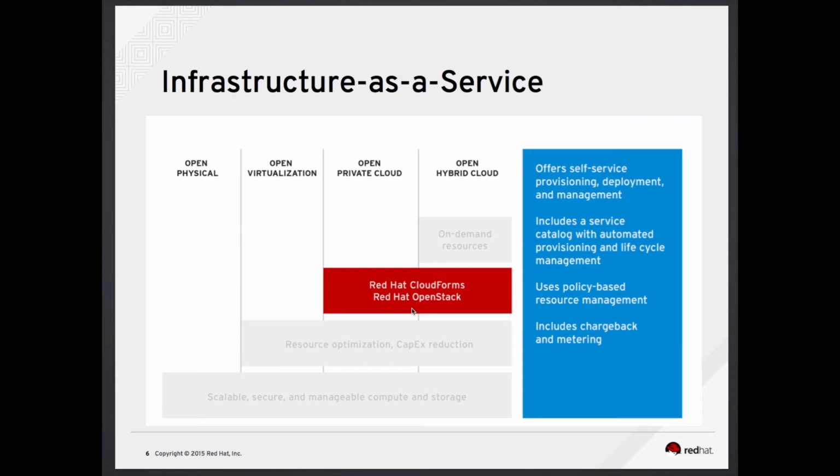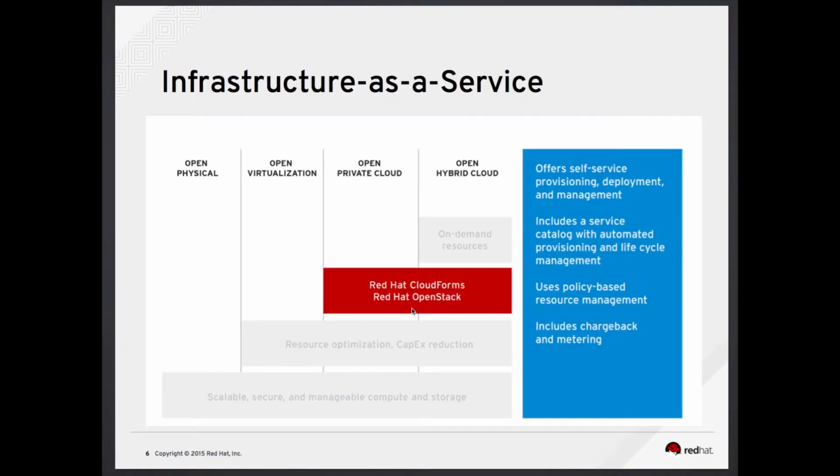And products like Red Hat Enterprise Linux OpenStack platform provide us with a core element there. Red Hat CloudForms provides a management piece, but we'll get into both of those a little bit more later on. One of the keys to infrastructure as a service is also being able to have a service catalog, maybe in that public cloud, where we could automate provisioning and lifecycle management.